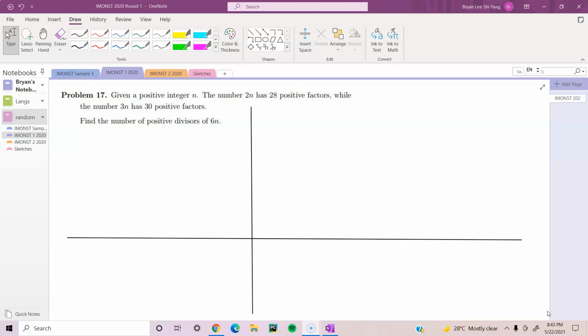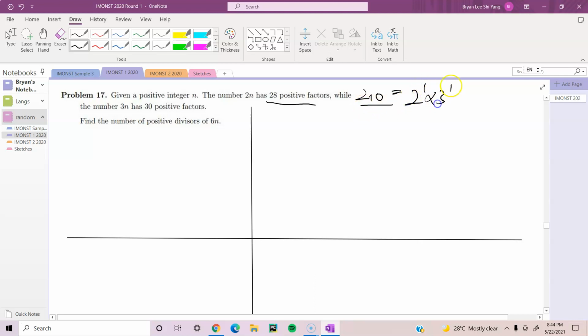So why do I say that this problem's a bit tricky? This is because some people might not know how to count the number of positive factors of a number. Now, let me illustrate with a few examples. Take for example the number 210. What we want to do with 210 is to decompose it into its most foundational form, meaning every number is composed of a certain power of prime numbers. So we see that 210 equals 2 to the power of 1 times 3 to the power of 1 times 5 to the power of 1 times 7 to the power of 1.